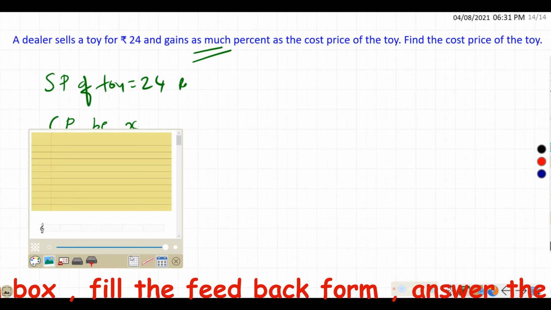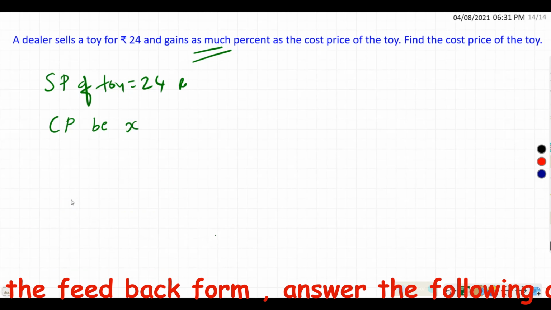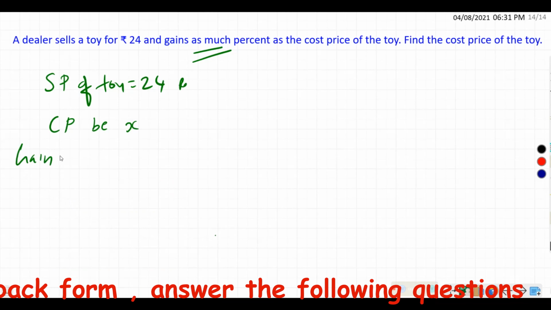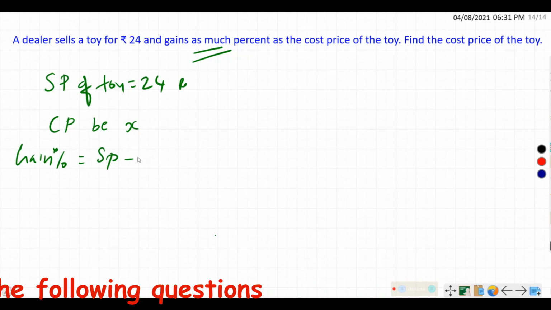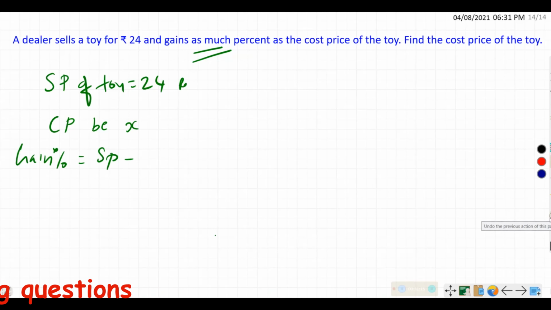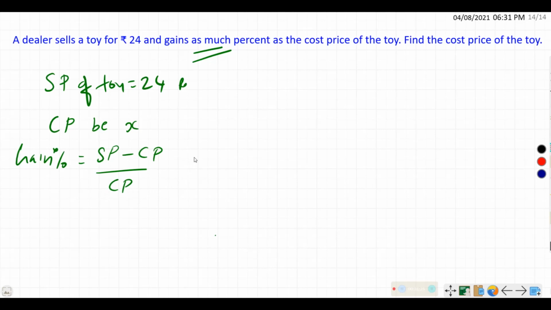But one information is given. He made profit equivalent to or as much as the cost price. If you are writing the profit in percentage, it will be equal to the cost price. If cost price is X, the percent of profit is X percent or gain percent is X percent. And we know that profit percent is calculated by selling price minus cost price upon cost price into 100. That's which you are studying in 6th standard. Simply substitute in the formula.